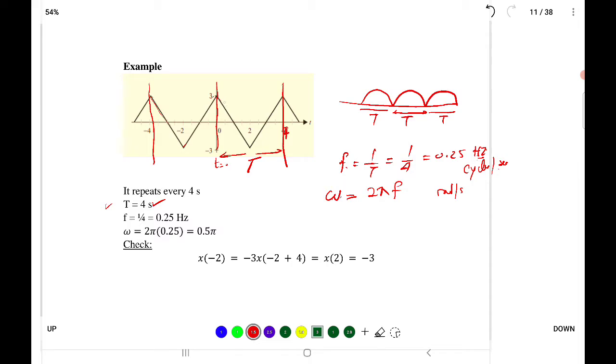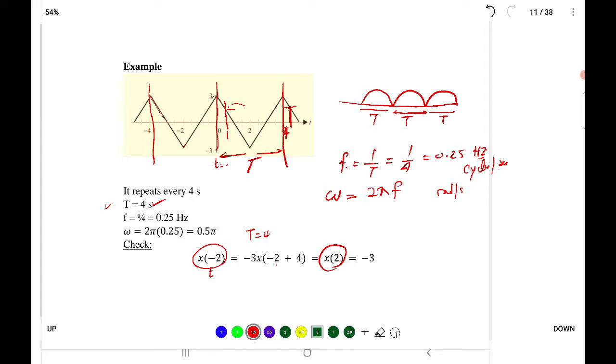If you pick any time, like 1 or something like that, and then you add the period 4, so if you have 1 here, 1 plus 4 will be 5. They should have the same value. So let's check here. I picked t equal to -2. The period is equal to 4. If you add -2 to 4, you'll get x of 2. If x of -2 and x of 2 are equal, then that's true. It's periodic and the period is equal to 4. So that's the way to check.